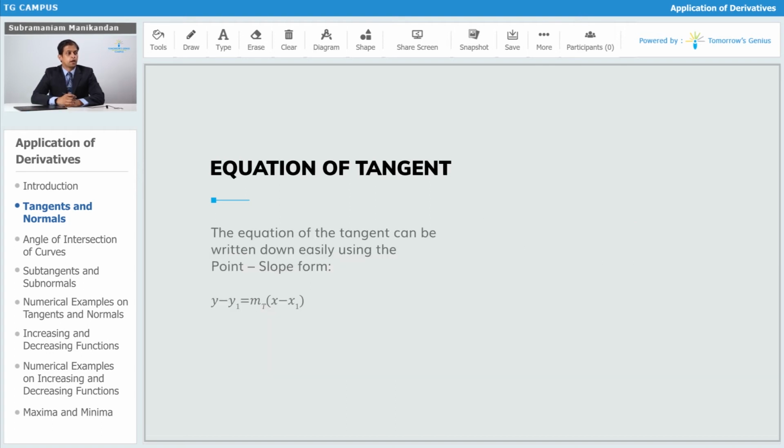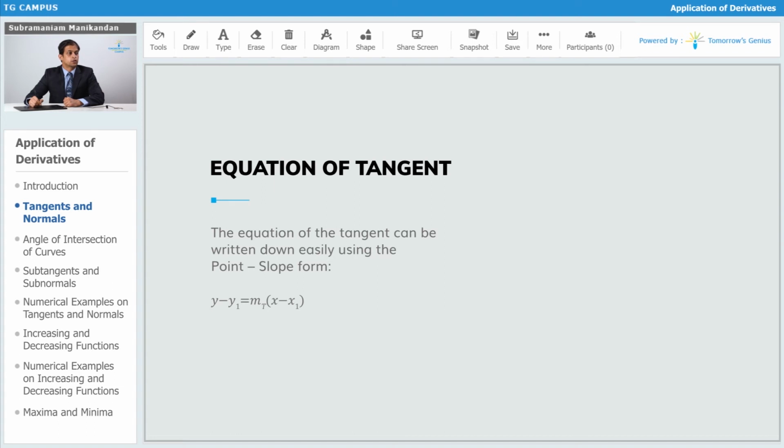Now that we have obtained the slope of the tangent to the curve, we also know one point through which the tangent passes. This is sufficient information for us to be able to write down the equation of the straight line that is the tangent to the curve at this particular point. This is called the point slope form because we know the coordinates of one point through which the line passes. We also know the slope of the line.